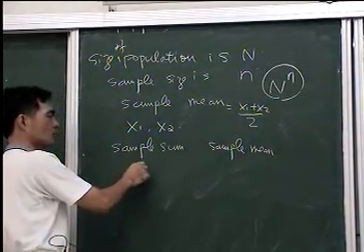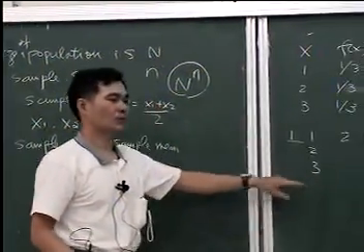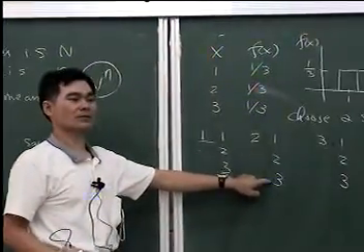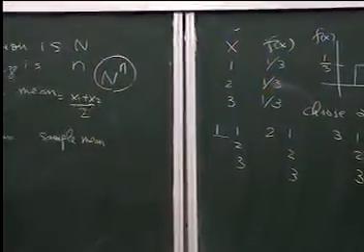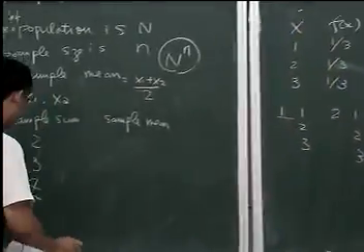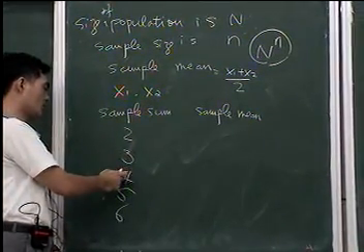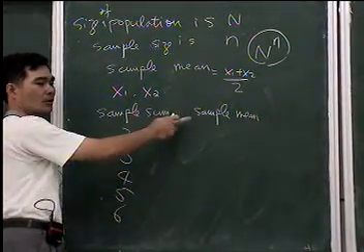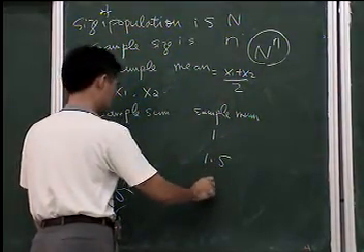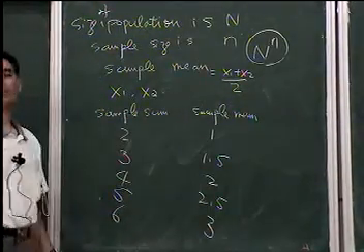The simple sum can be 2, 3, right? 2, 3, 4, okay? Here the same thing, but we get one different, that's 5, okay? And then another one we get 6, okay? So if the simple sum is 2, 3, 4, 5, 6, what about the simple mean? It should be 1, 1.5, 2, 2.5, and 3, okay?